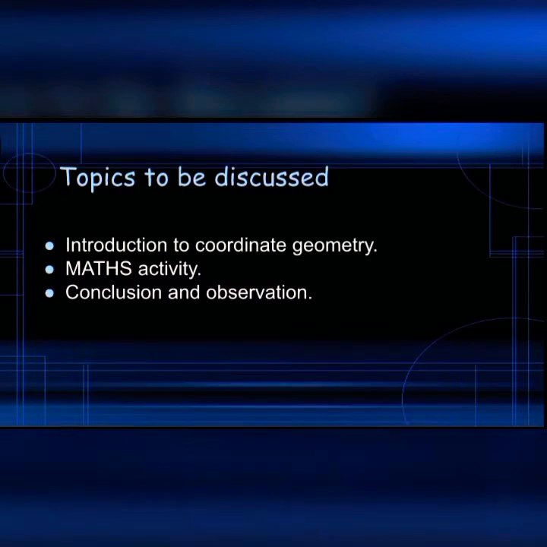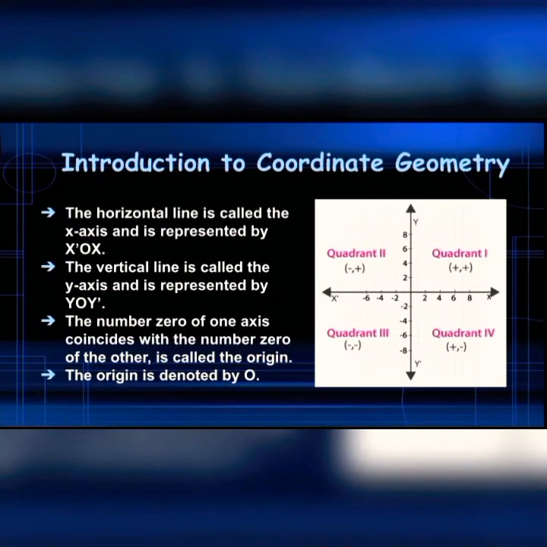The horizontal line is called the x-axis and represented by XOX'. As you can see in this graph, the x-axis is denoted by XOX'. O is the origin. The vertical line is called the y-axis and represented by YOY', the same as XOX'. So the origin is denoted by O, as I already told.